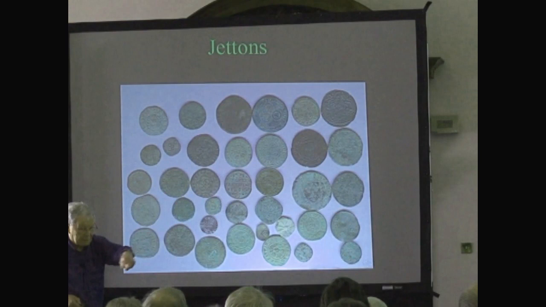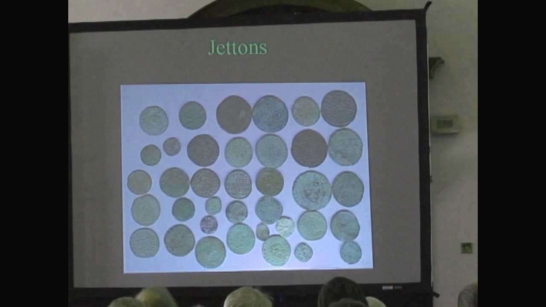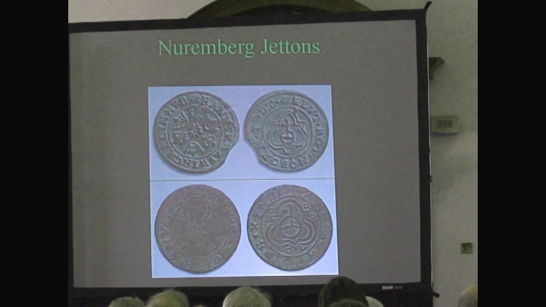They were made in France as well, probably here as well, I don't know. These are things that metal detector people dig up. These are very common forms of Nuremberg jetons. They're just like coins, but they're very thin compared to a real coin.